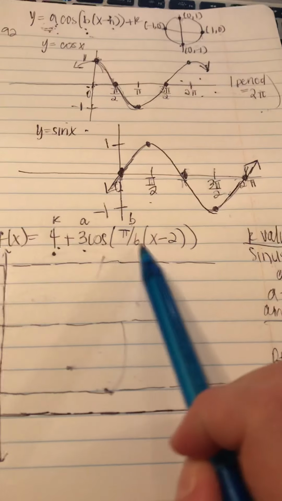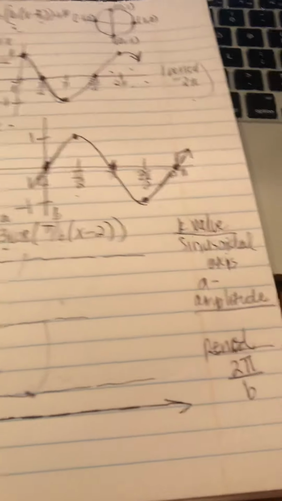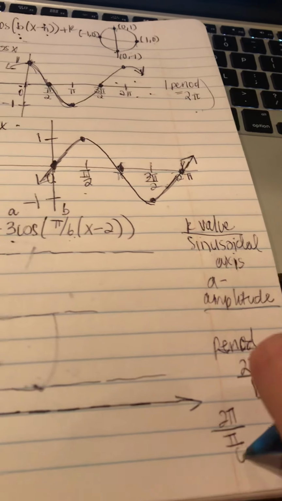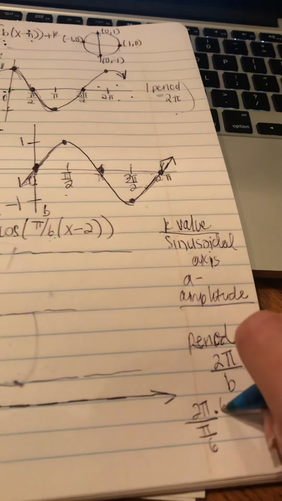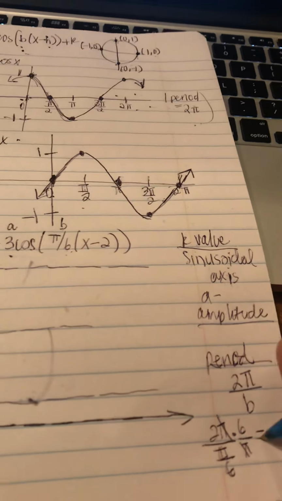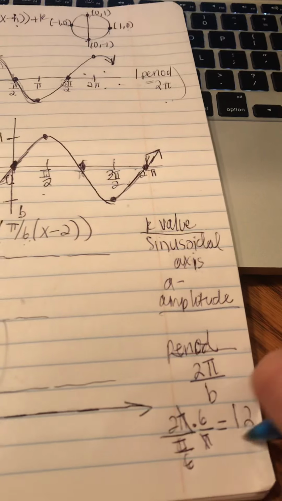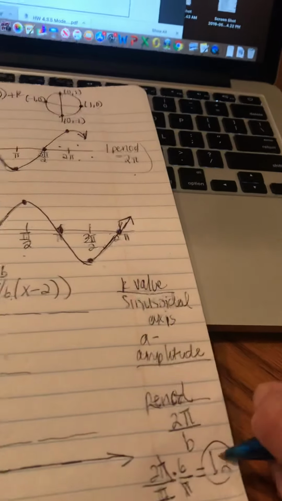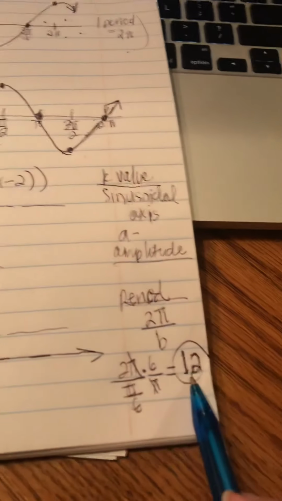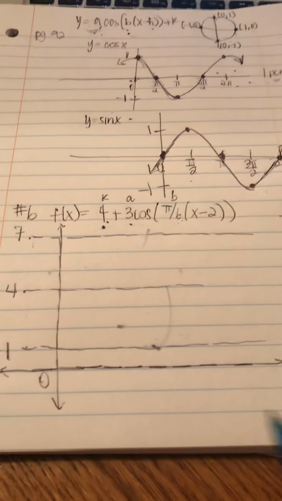So if you take a look, the b value is pi over 6. So if we did 2 pi divided by pi over 6, well, that's the same thing as multiplying by 6 over pi, multiplied by the reciprocal. That's going to be 12. So the period is 12 units for this graph, okay?